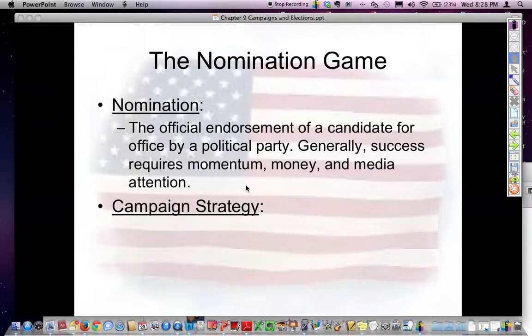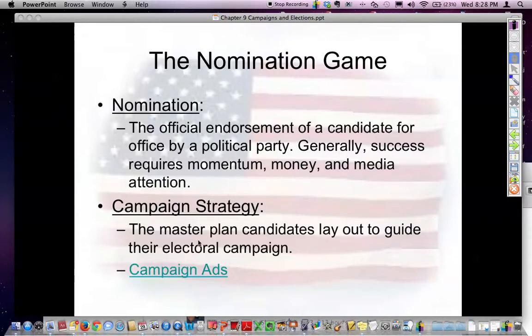One thing that people focus on is the campaign strategy. That is the master plan candidates lay out to guide their electoral campaign. You have to figure out what states you need to win in order to capture the nomination. So people not only have an accountant, they have lawyers, they have campaign strategists who they hire to help map out their game plan. I've told you already about Living Room Candidate. That's where we did some of our campaign ads and watched some of them.